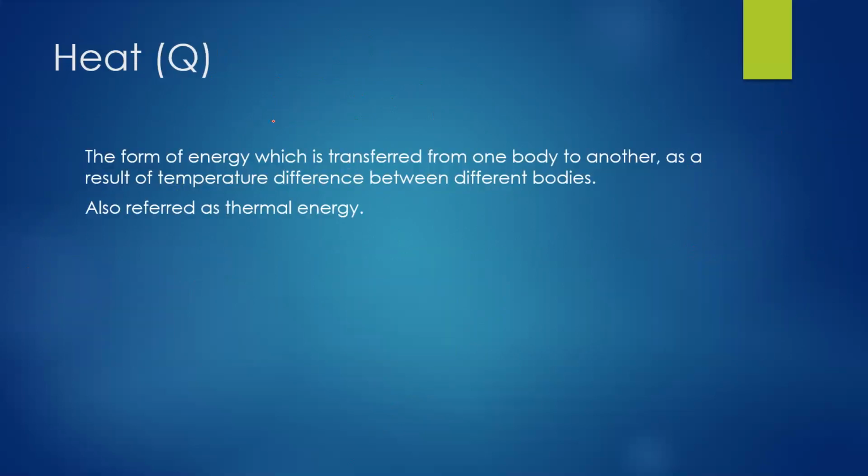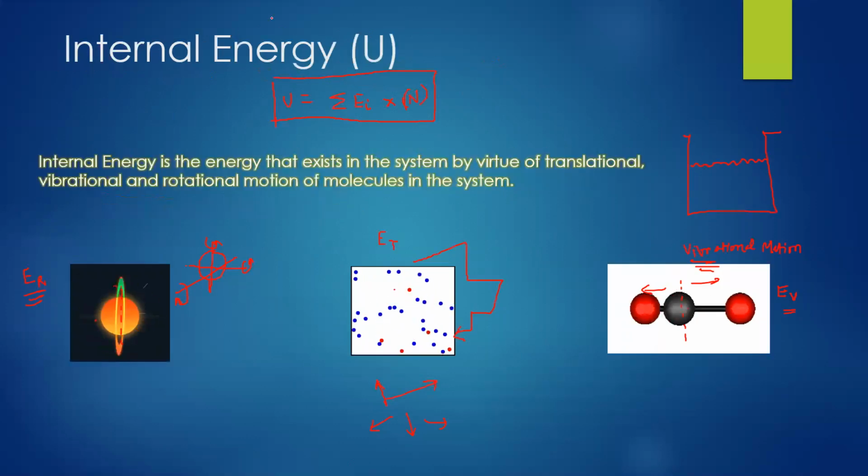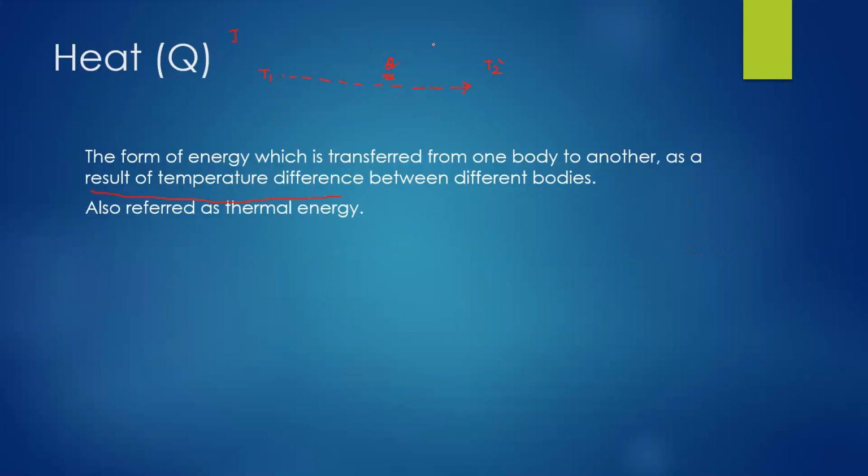Then we come to the next term, that is heat. So heat, we've already discussed. It is the form of energy which is transferred from one body to another as a result of temperature difference. So let's say the temperature over here is T1 and the temperature over here is T2, then the energy transfer is going to take place in the form of heat. Again, the SI unit of all these energies is going to be joules.